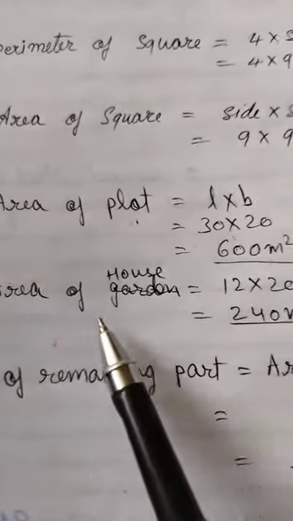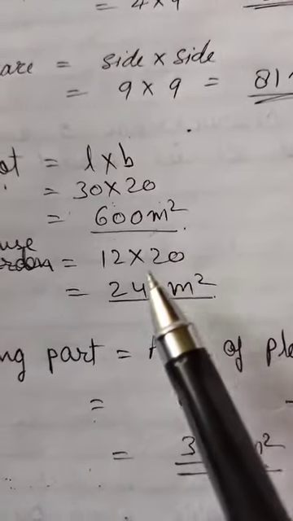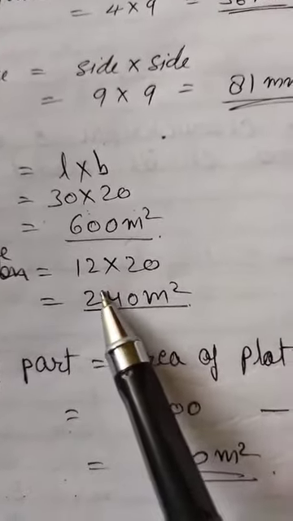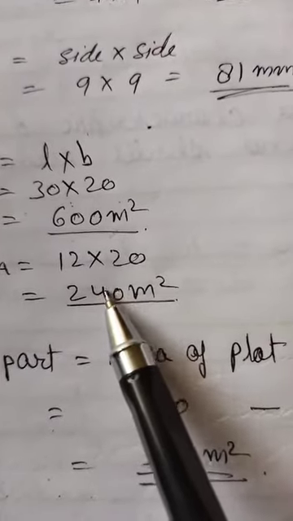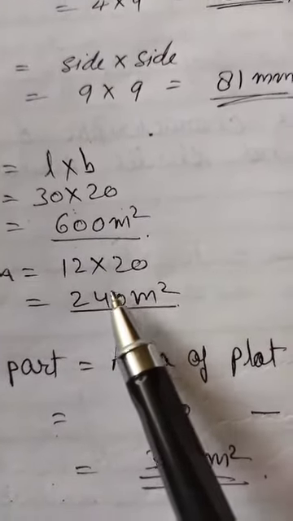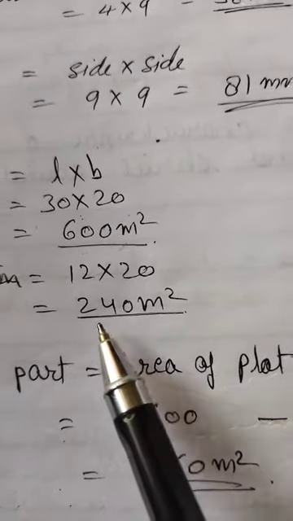Now we will find the area of house. In how much area they built the house. So the length and breadth of the house is given. So we will put the values and calculate it. So 240 will come.